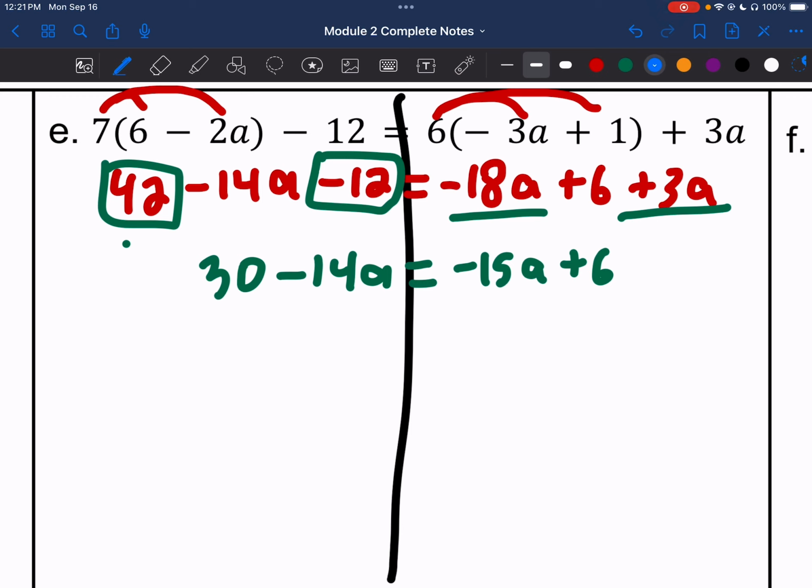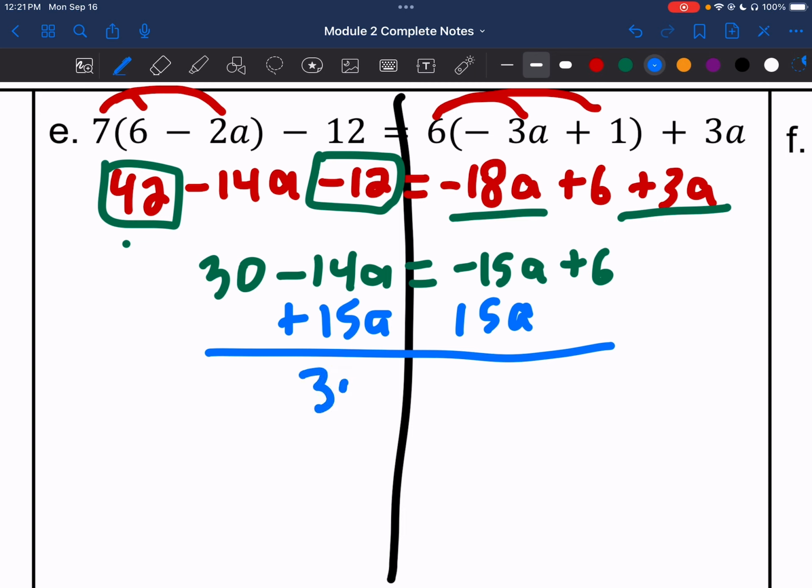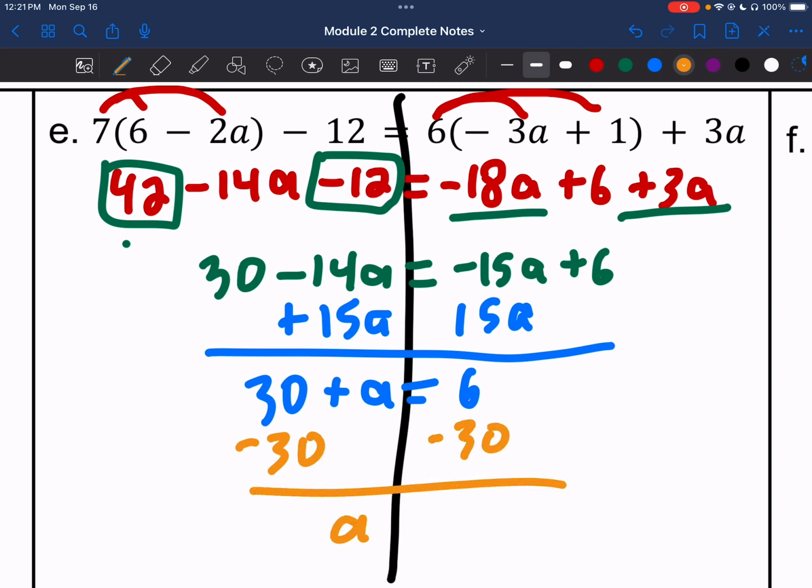So now I'm going to try to figure out where am I going to get my variable to be positive. I could either add 14 or I could add 15. By adding 15a, I will be able to get my variable positive. And I get that 30 plus a is equal to 6. So we're going to subtract 30 from both sides. We get that a is going to be equal to negative 24.